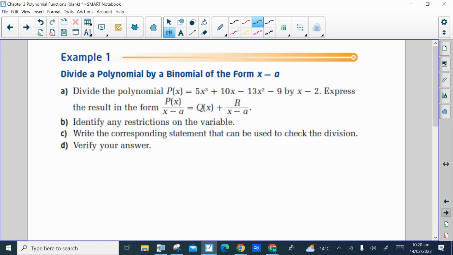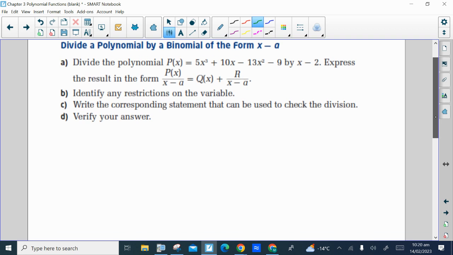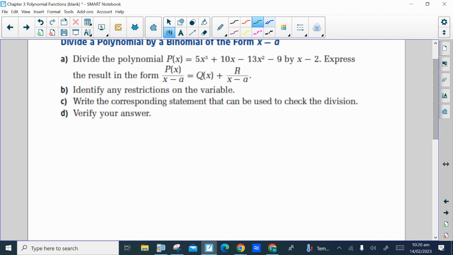So let's divide p at x by x minus 2. We'll write that division statement. We'll talk about any restrictions on the variable, and then we will check our answer. But it starts with the division part. So we're going to divide x minus 2 into 5x cubed.